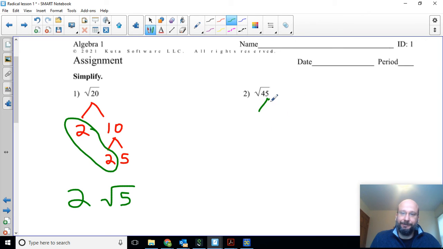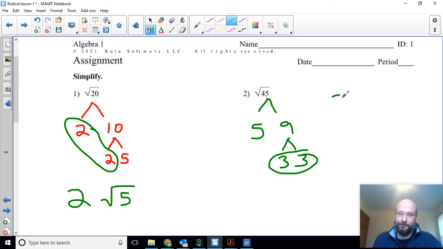So I can't do 2, but it does end in 5. So I'm going to do 5. 5 times 9 is 45. And then I have 3. So a group of 3s, so 1's on the outside. One of those 3s is on the outside, and the 5 is all by itself. It's on the inside.